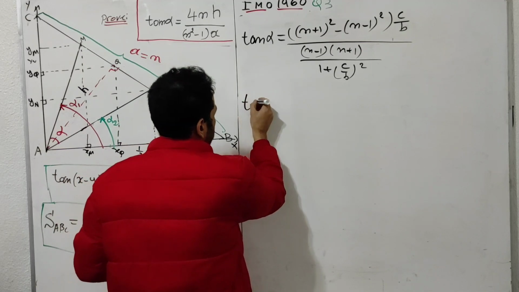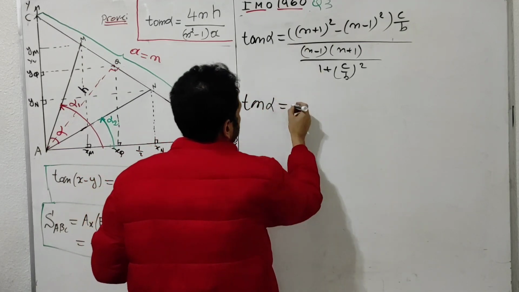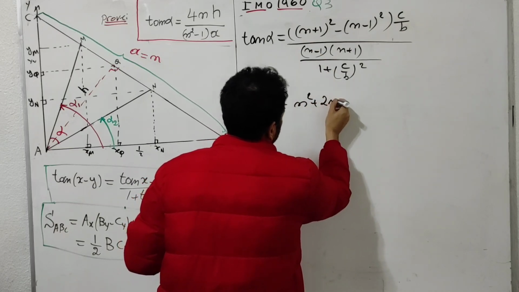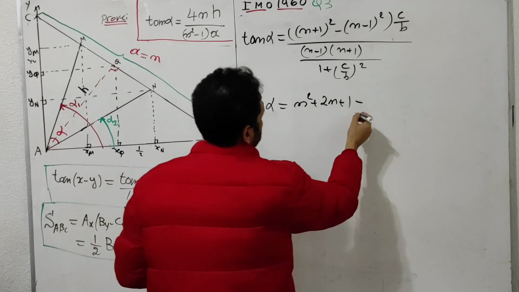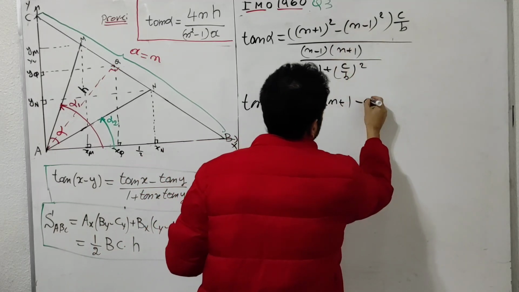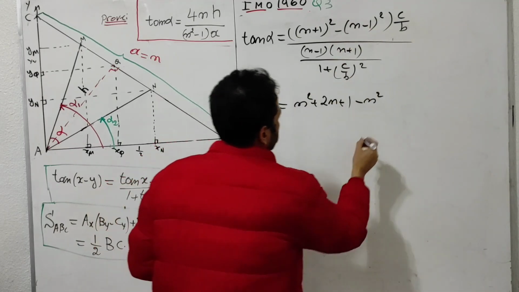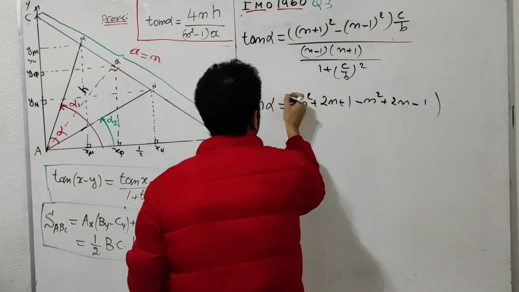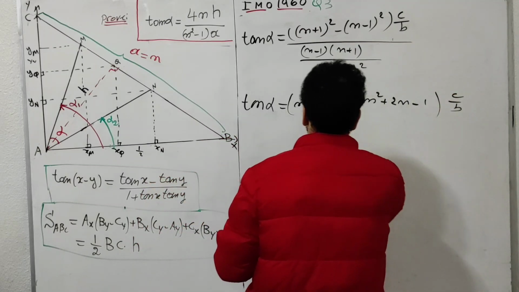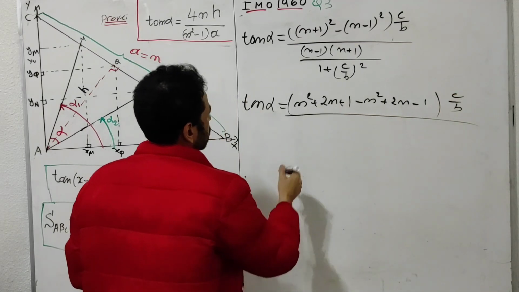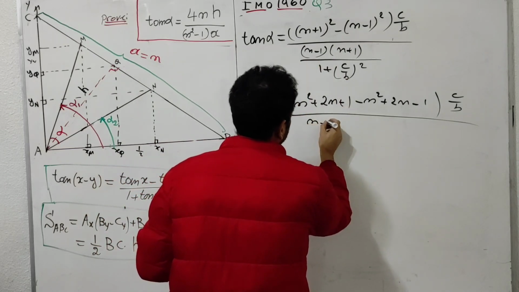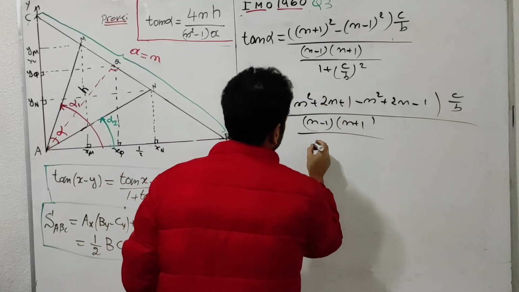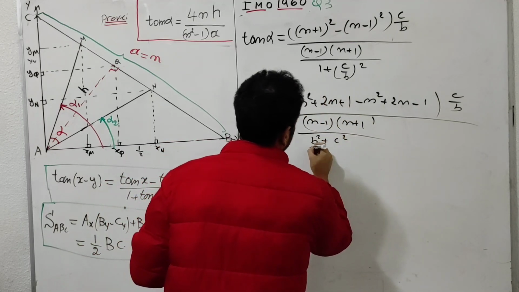I will get tangent of alpha equal to, I'm going to simplify this one, it is given as n squared plus 2 times n plus 1 minus n squared, which is minus n squared, minus 2 times n, which is plus 2 times n, plus 1, which is minus 1. The whole thing is multiplied by c over b, and divided by this one. I will get n minus 1 multiplied by n plus 1. By simplifying this one, I will get b squared plus c squared over b squared.